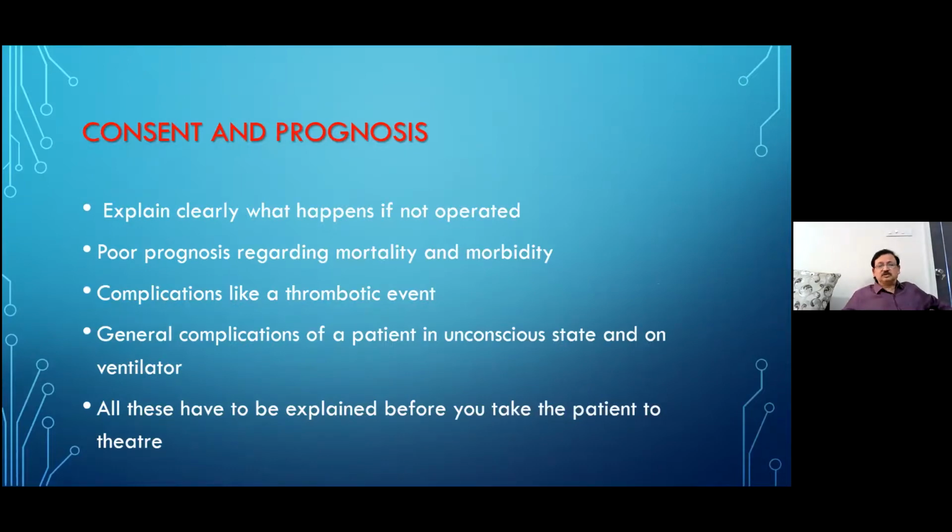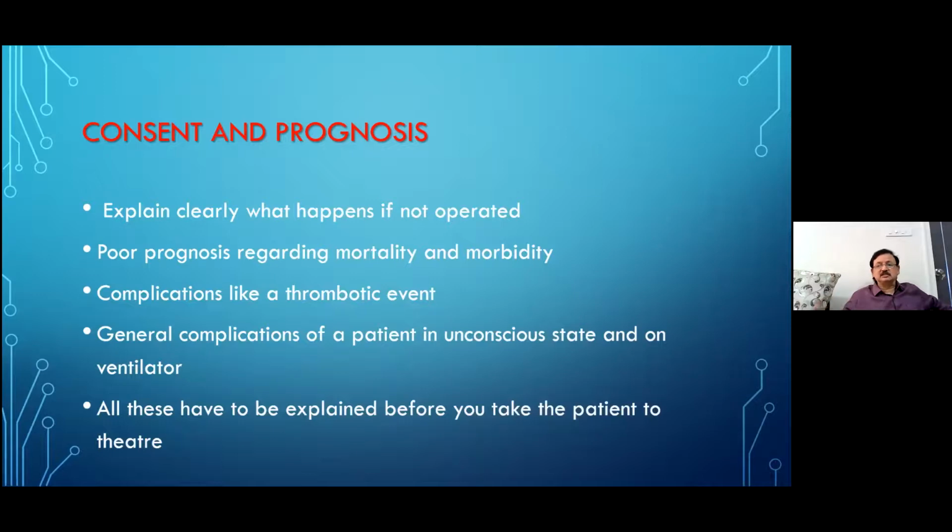Consent and prognosis. What happens these days when we see patients is that relatives expect a 100% guarantee that the patient will come back home without any problem, which is not possible in such situations. Explain clearly what happens if he is not operated, and what can happen when he is operated. Explain the poor prognosis regarding mortality and morbidity. The patient can die, even on the table. The patient can have morbidity like hemiplegia. These things have to be explained, along with complications like a thrombotic event. The patient's relatives don't care whether he died because of surgery or because of a stuck cardiac valve.